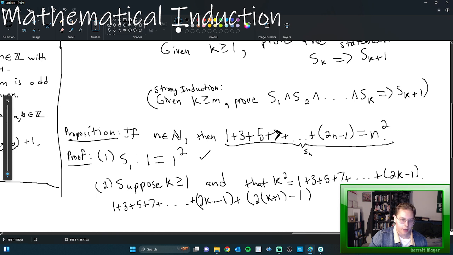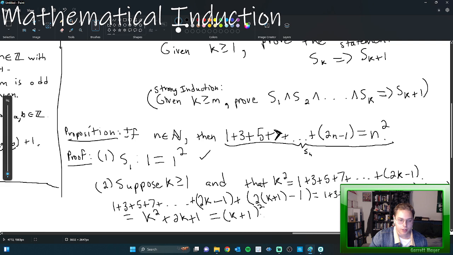So here we have this statement, and this statement is equal to 1 plus 3 plus 5 plus 7 plus ... plus 2k minus 1 plus 2k plus 1. Notice that this whole first part is equivalent to k squared. So we have k squared plus 2k plus 1, and this is all just equivalent to (k plus 1) squared if you factor this out.